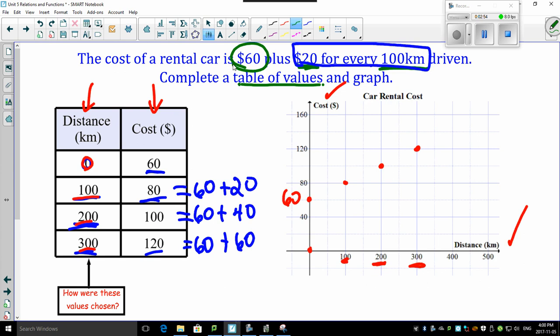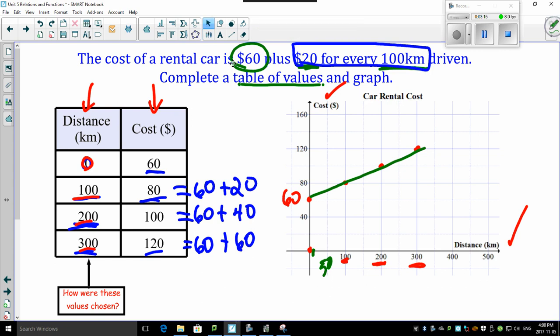Now, here's my question. After plotting all these points, can I draw a line? Well, of course I can, because they'll charge you if you drive 50, even if you drive 10. So they'll charge you for all the points in between. And you've got a nice, beautiful, linear relationship. Look at how gorgeous that is.